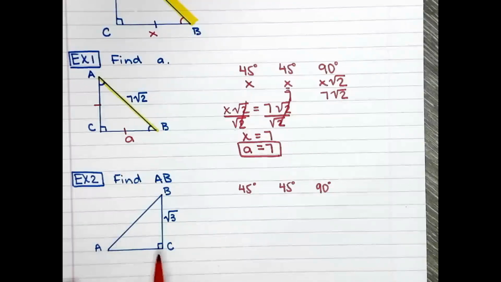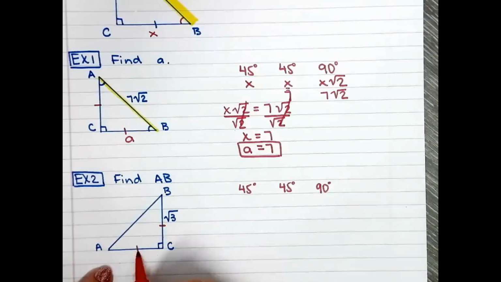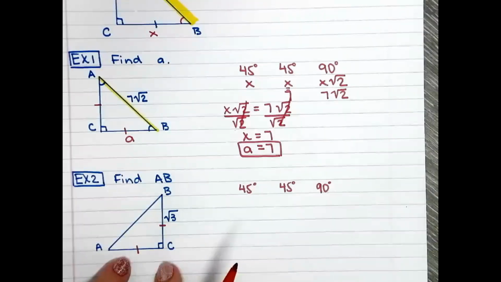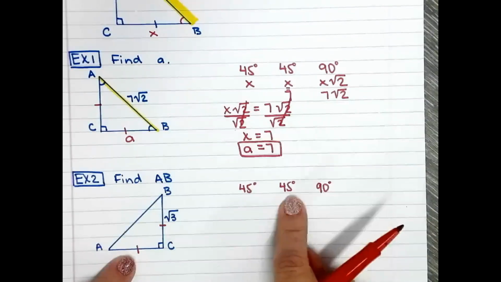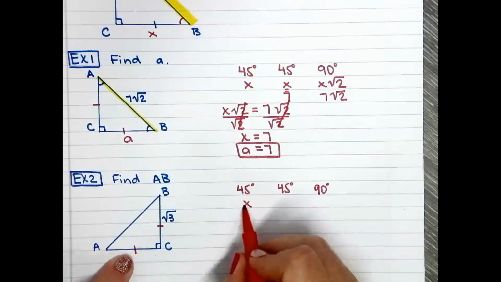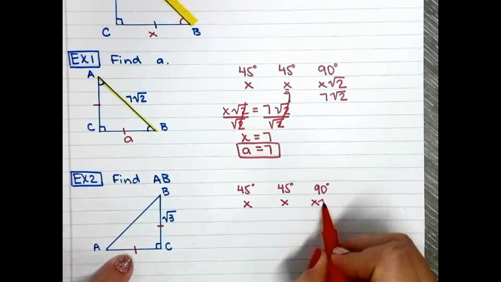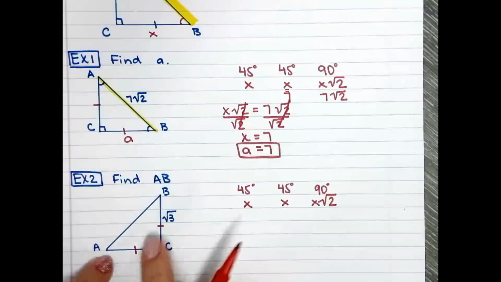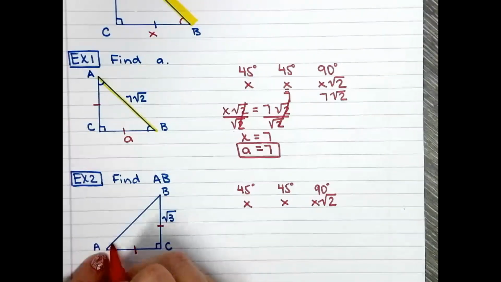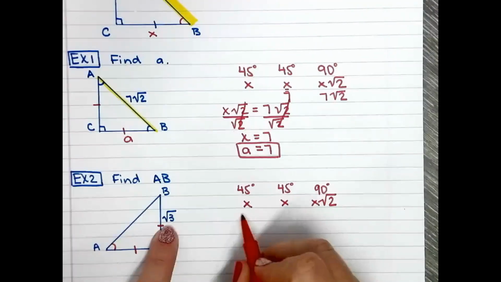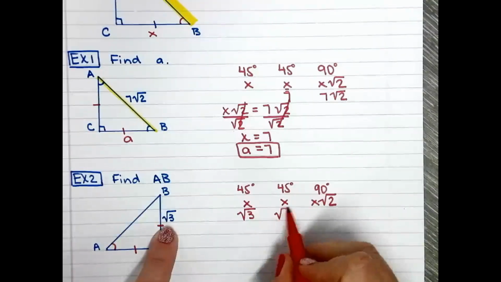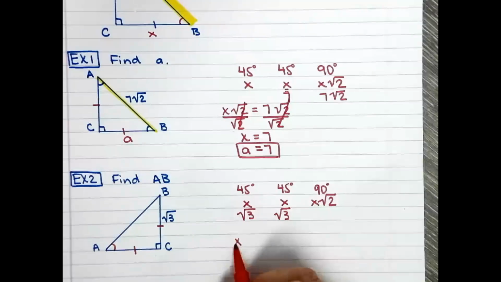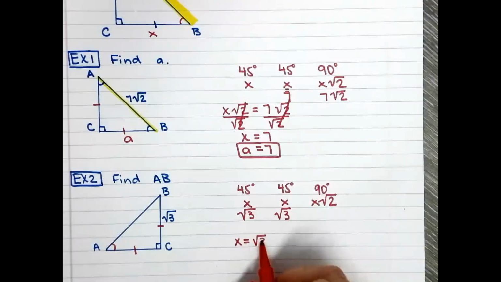Like I said, this is a right isosceles triangle. That means these two legs are congruent. So I start out by writing out my ratios: x, x, x square root of 2. I know that directly across from 45 degrees, I have square root of 3. It doesn't matter which one you choose because they're the same. So I know x equals square root of 3.